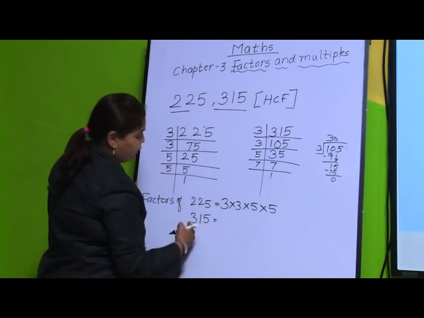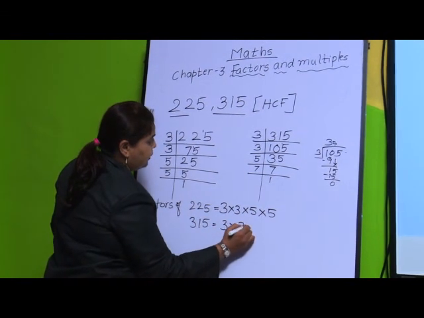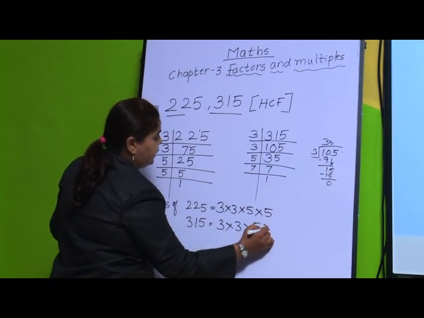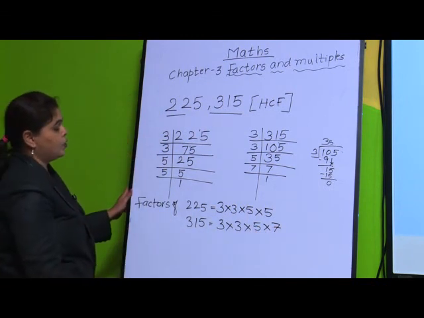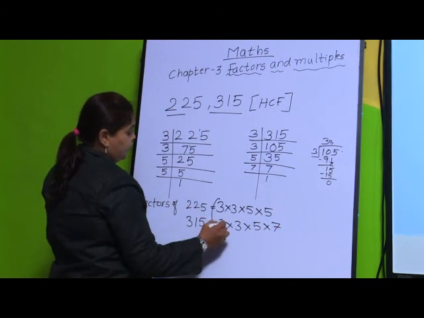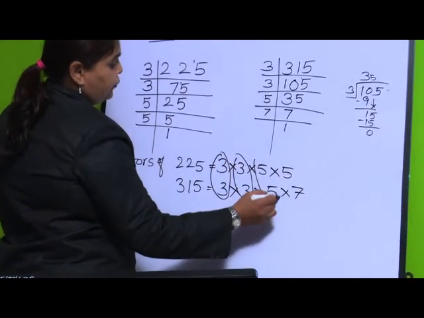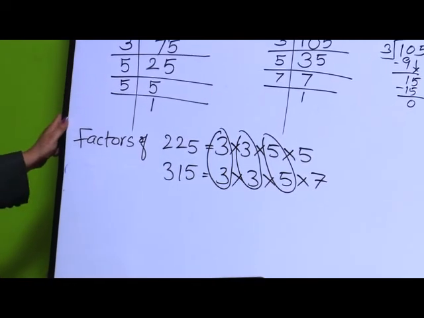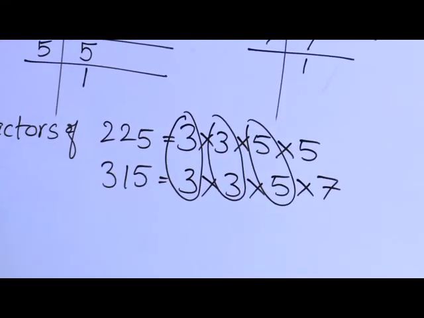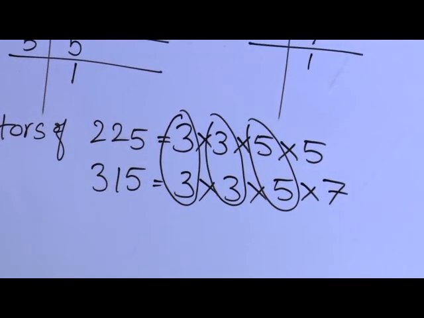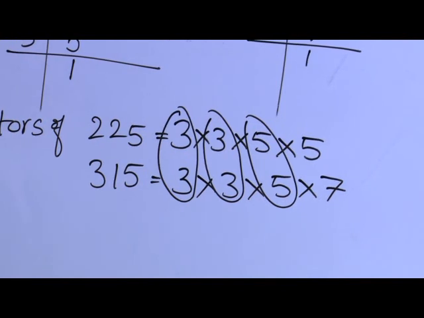Now here also 315, what are the factors? 3 multiplied by 3 multiplied by 5 multiplied by 7. What is the highest common? You can see here 3 is common, here also 3 is common, 5 is common. So here what is the common highest? Highest is 5. So we can say the HCF of 225 and 315 is 5.